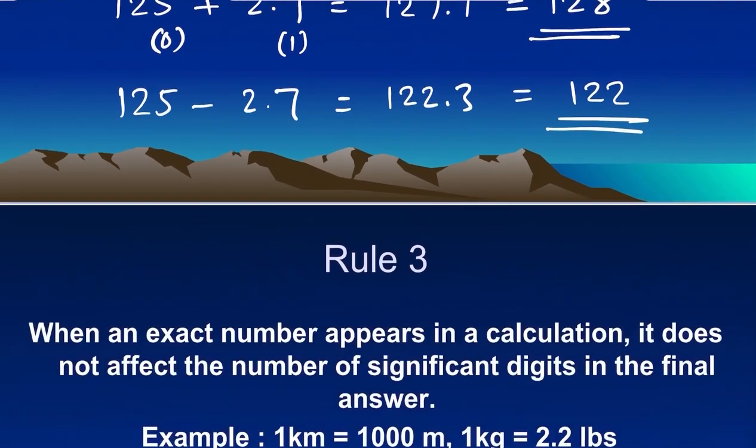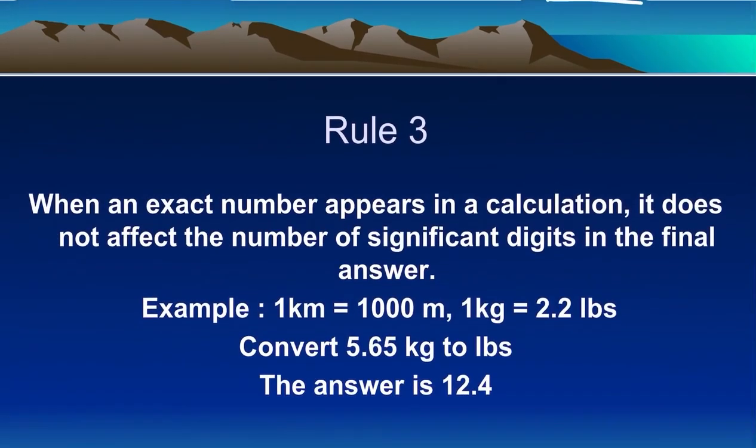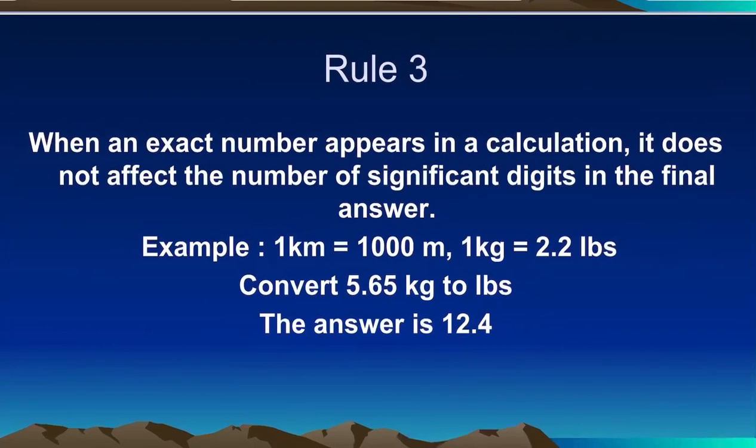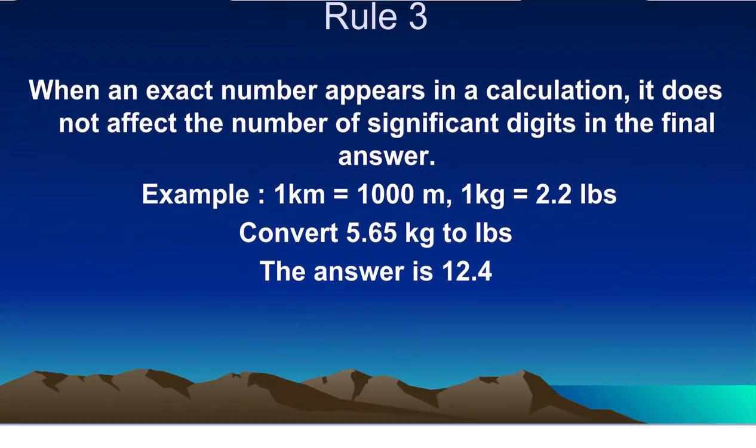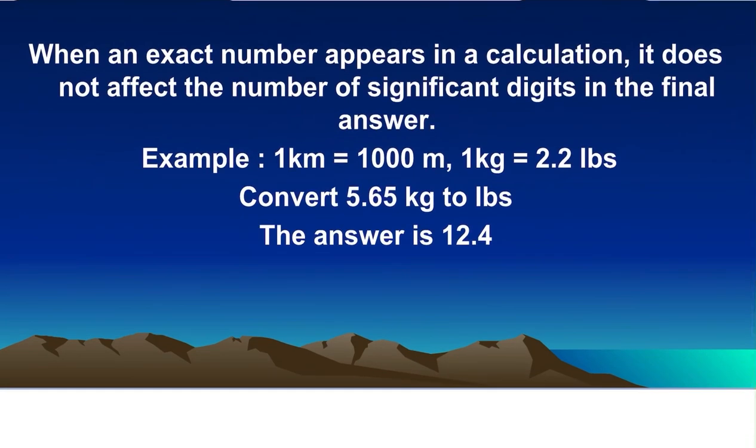The last rule is rule number 3. When an exact number appears in a calculation, it does not affect the number of significant figures in the final answer. So exact numbers are like conversion factors. Examples are 1 kilometer is 1000 meters. 1 kilogram is 2.2 pounds. Things like that.